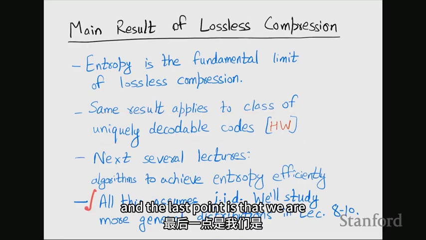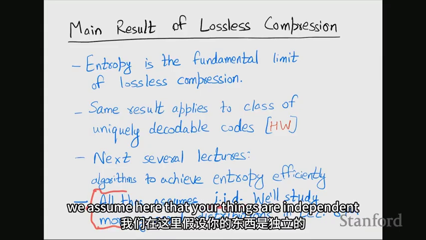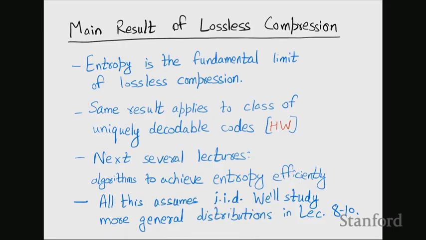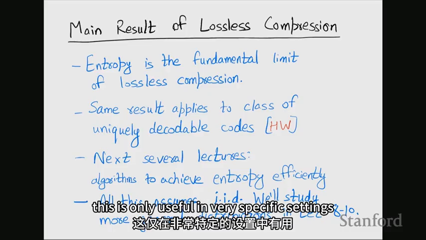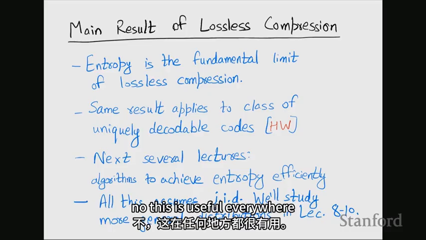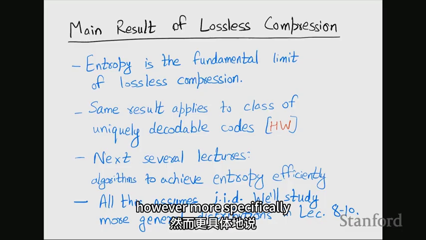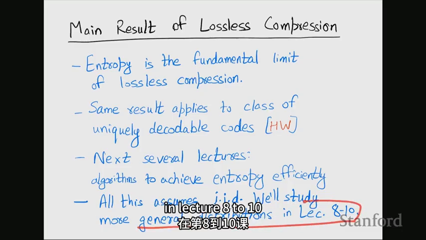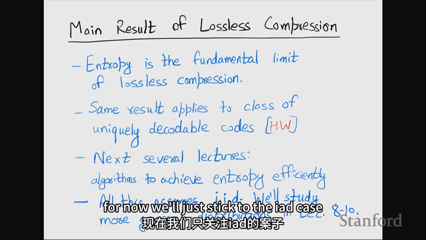And the last point is that, as I mentioned a little bit before, we assume here that your things are independent, identically distributed. Don't think that this is only useful in very specific settings. No, this is useful everywhere, and we will see it again and again. However, more specifically, we will study more general distributions in lectures 8 to 10. So a bit later. For now, we'll just stick to the IID case.